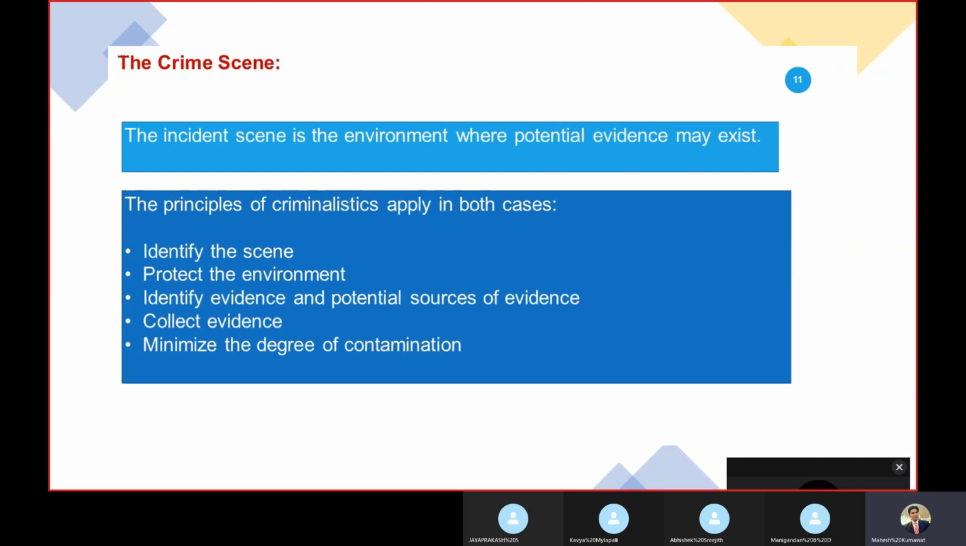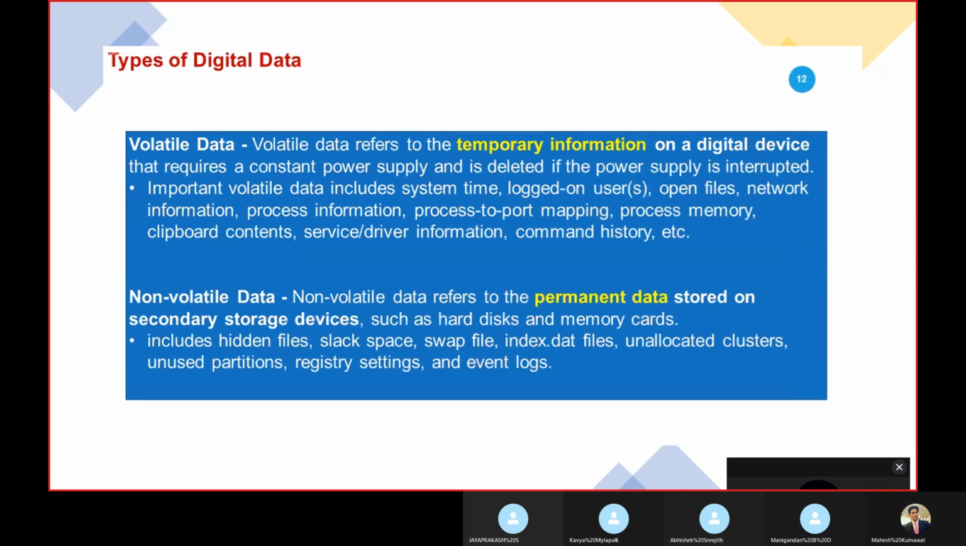So what are the sources for getting the evidence? You need to collect the evidence and minimize the degree of contamination. You want to minimize the contamination going on. So, the cyber scene you want to create. Types of digital data: we have volatile data, and we have non-volatile data.